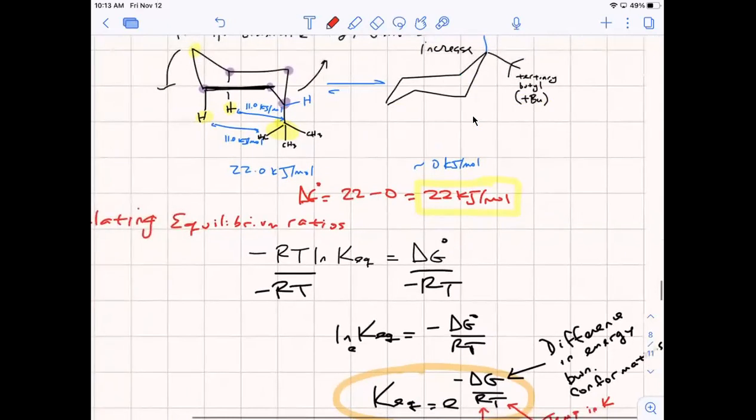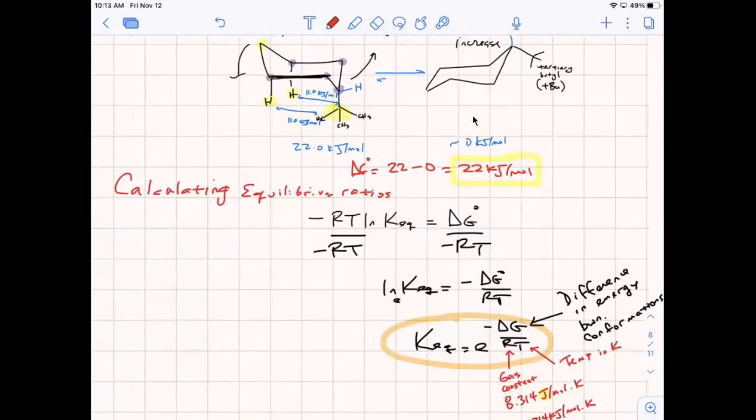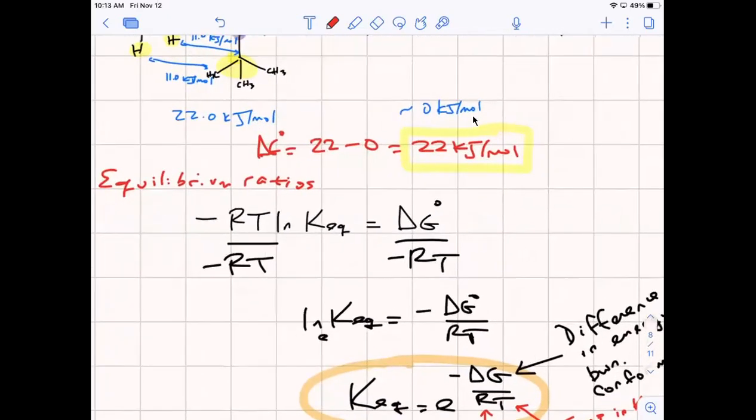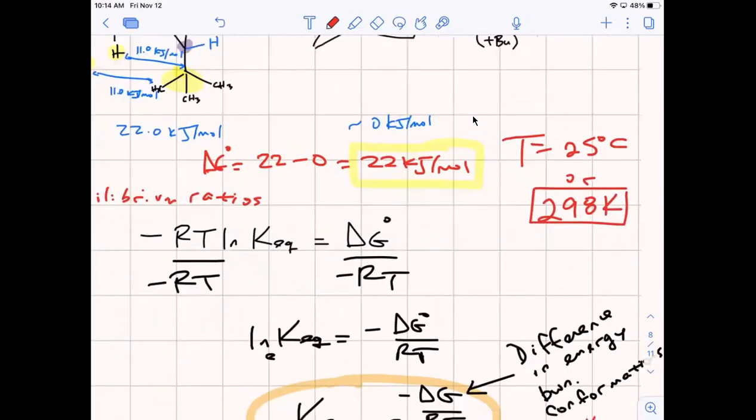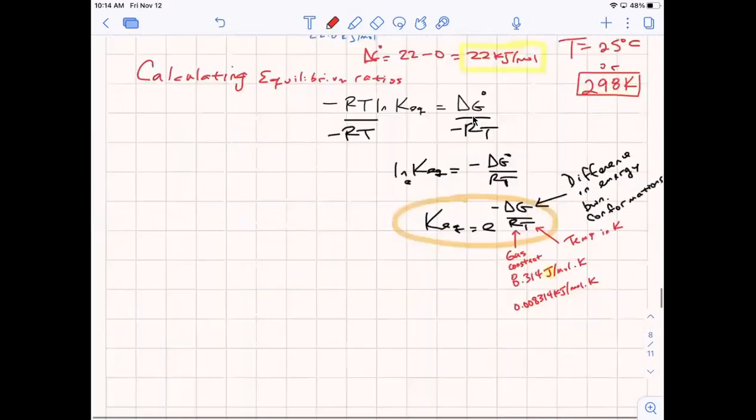All right, so we're going to calculate this ratio. We know delta G. What temperature do y'all want to use? Room temperature? A higher temperature, a lower temperature? It doesn't really matter. Room temperature. So T is 25 degrees Celsius, which is 298 Kelvin, right? T has to be in Kelvin. So room temperature is 298 Kelvin.